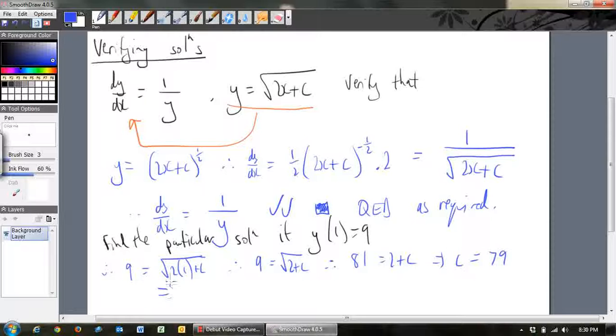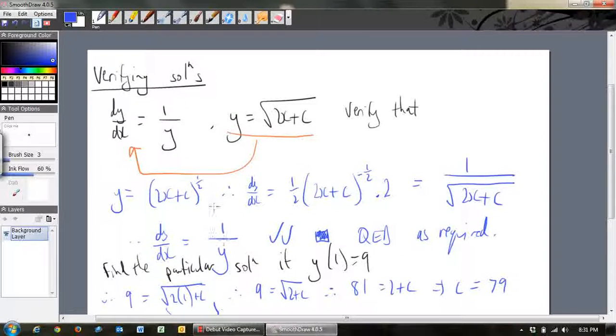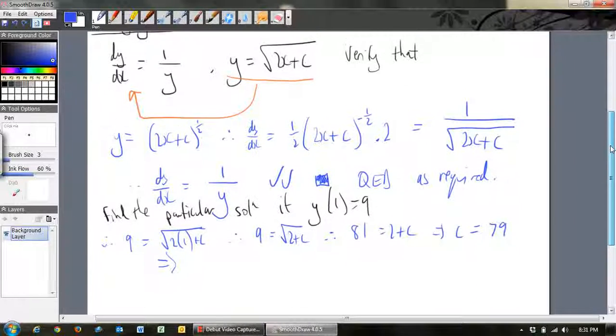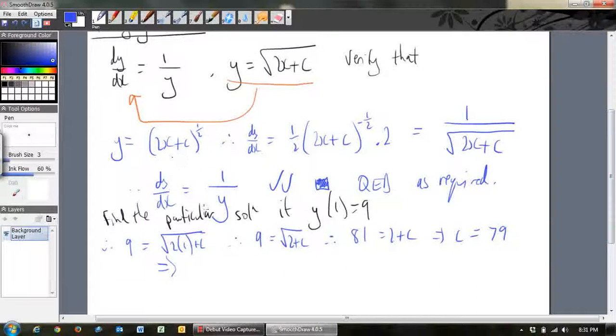Therefore, c equals 79. So therefore, our particular solution, y equals the square root of 2x plus 79. That's the particular solution there.